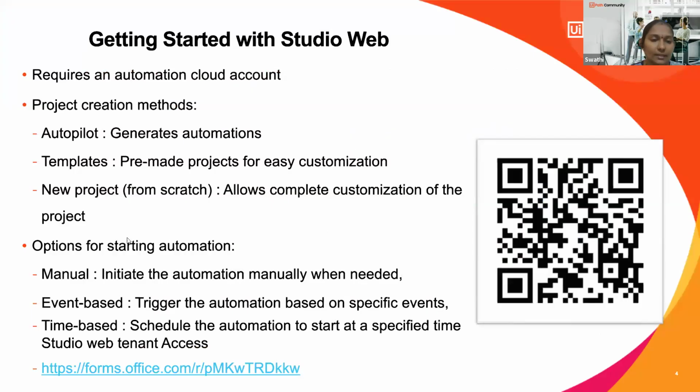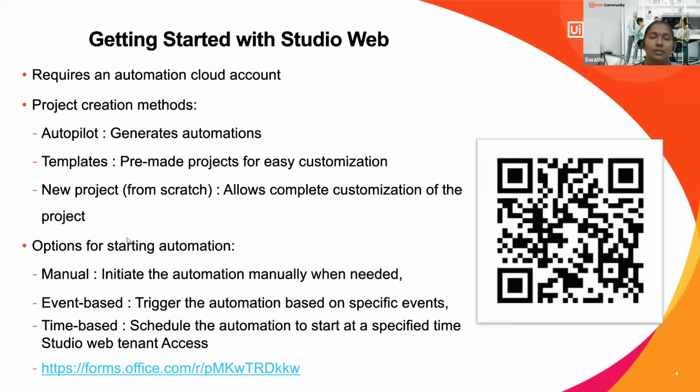And in the same way, okay, I have created a project. I need to run it, right? Now to run the project, to execute the project, we have 3 ways. One is manual execution. Second one is event-based execution. Third one is time-based. Now what is manual? When we are manually executing the process, it comes under manual execution.